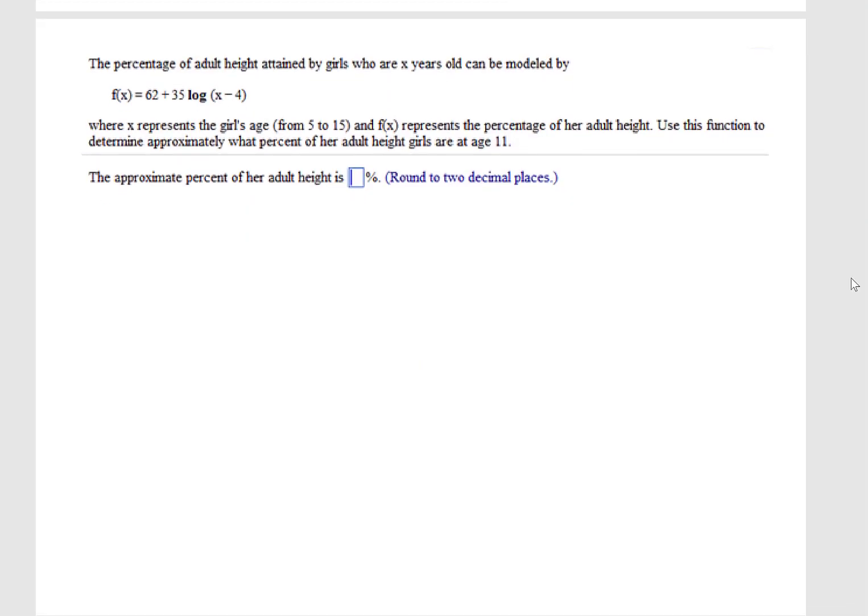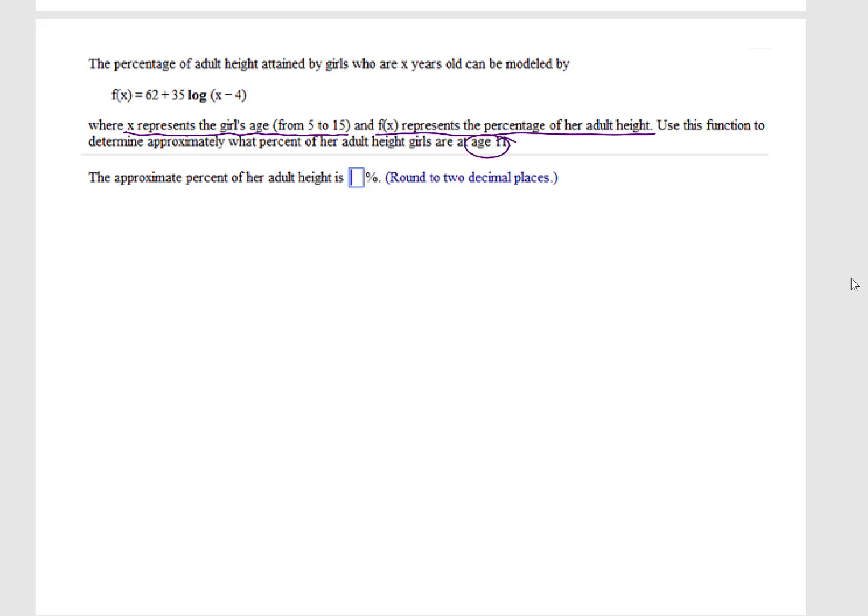All right, the percentage of adult height attained by girls who are x years old can be modeled by, and then they give us a function. There's a log in the mix, where x represents the girls' ages, so that's going to be important, what x is representing. The girl's age from 5 to 15, and f of x, that's our y, right, represents the percentage of her adult height. Use this function to determine approximately what percent of her adult height girls are at age 11.